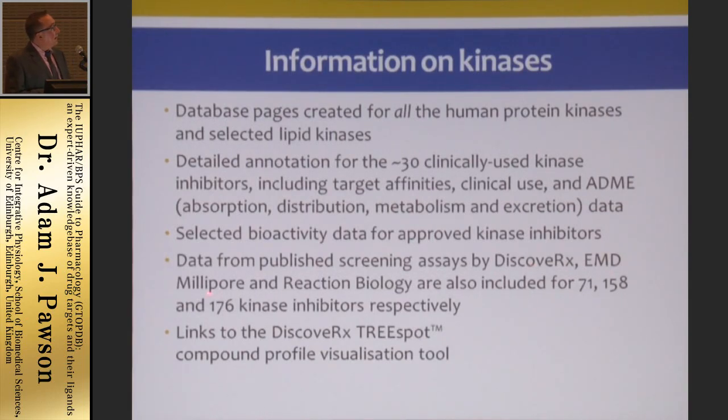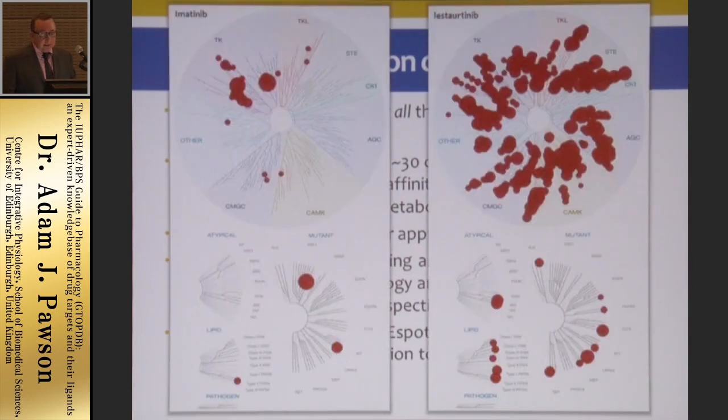And in addition to that, more recently, through collaborations with Discoverx, EMD Millipore, and Reaction Biology, we've also introduced published screening assays for kinase inhibitors. And we also now provide links to the Discoverx TREEspot compound profile visualization tool. So this is just an example of two of those TREEspot images. So this circle represents the whole kinome, and the spot indicates the selectivity of the particular inhibitor across the kinome. So you can see that imatinib is a lot more selective across the kinome than this inhibitor over here, which shows rather poor selectivity.